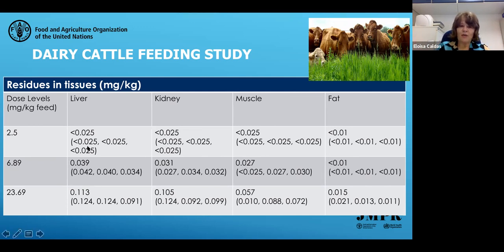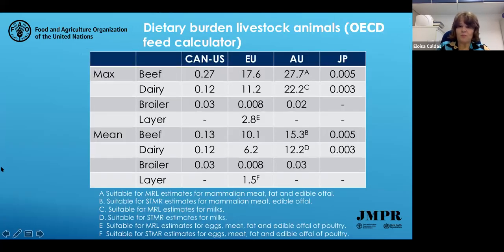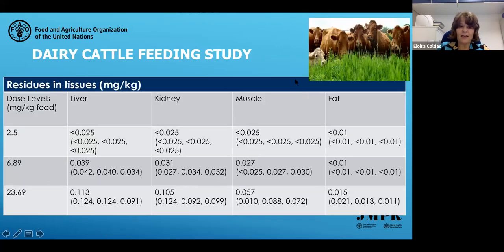So each value in parentheses corresponds to the liver of one animal, another animal, another animal. Here it's the same. And you see that at the highest dietary burden, or pretty close to it, a lot of residues were found in liver and kidney. Normally, that's where you have the highest residue.